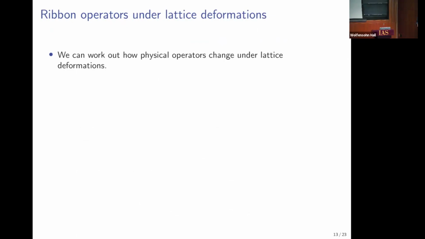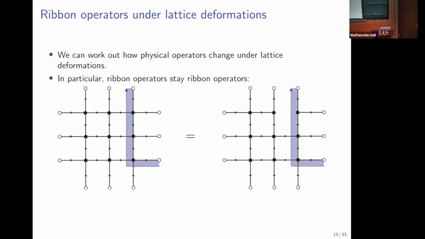So if I had a ribbon in one, what does it look like in the other? So ribbon operators generally just stay ribbon operators. So if we had, say, this ribbon operator here acting on these links, we could change this lattice to this one by, say, removing this link. So that's removing a plaquette. And now this ribbon operator, in this case, is this one that has the same path. It just has one fewer link to act on.